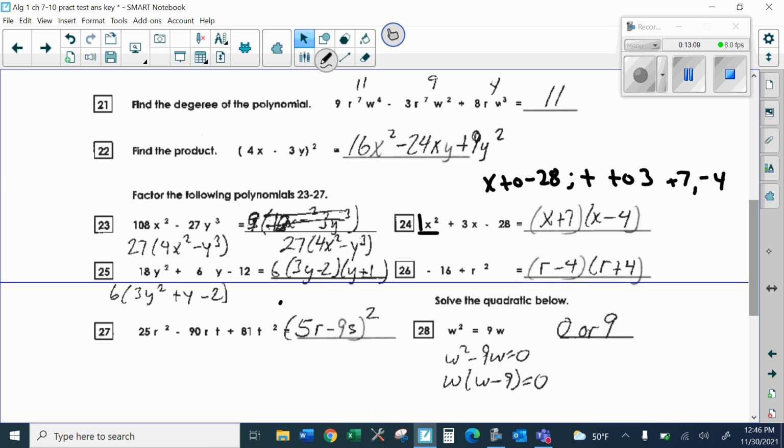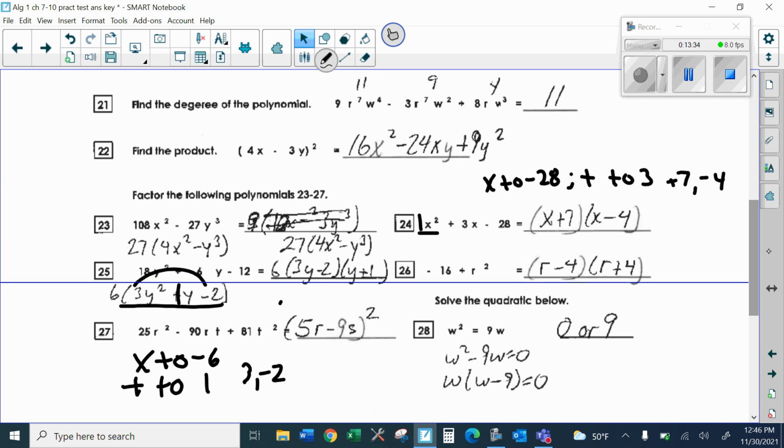So that's 6. I'm left with 3y squared plus y minus 2. Then I factor what's left inside parentheses if possible. That does factor. Okay, remember AC: 3 times negative 2 multiplies to negative 6 and adds to 1, right there, the B. So what is that? That's 3 and negative 2. Multiply to negative 6 and add to 1.